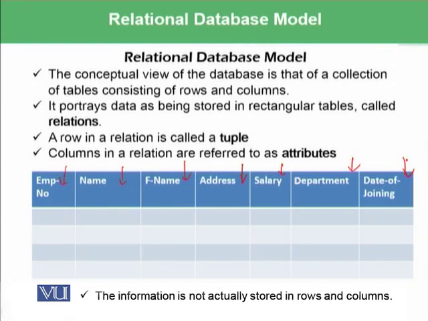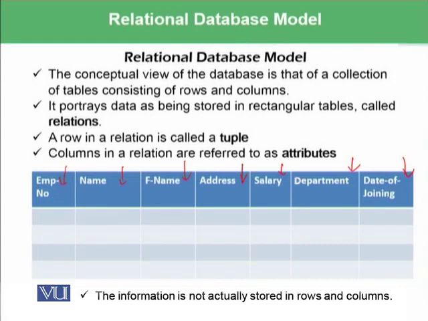So we have represented it as a multi-dimensional array, but you must also note over here that an array was containing only similar type of data. However, here we have multiple types of data. For example, employee number is a numeric value, name is a string value, address is a string value, salary could be a float value. We referred to such a thing as aggregates in the previous modules. So it portrays data as being stored in rectangular tables called relations.